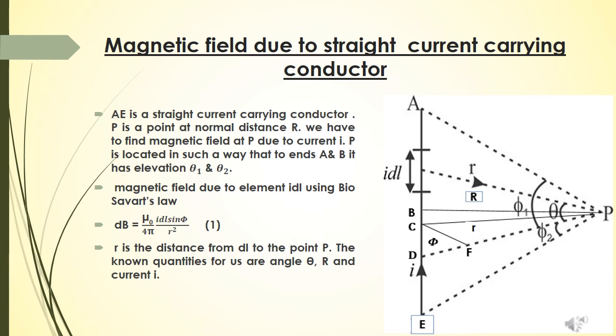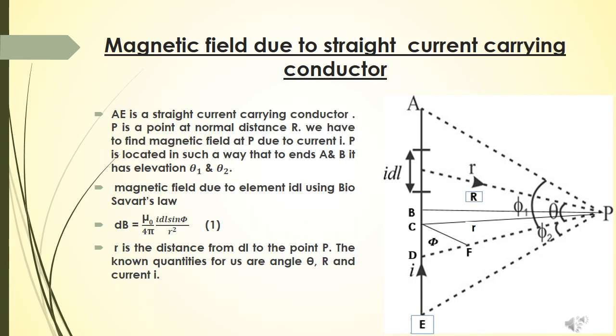We have already discussed in our previous lectures what is Biot-Savart's law. With the help of Biot-Savart's law, now we are doing a very important derivation, that is magnetic field due to straight current carrying conductor. AE is a straight current carrying conductor as shown in the diagram. P is a point at normal distance r. We have to find magnetic field at P due to current I.